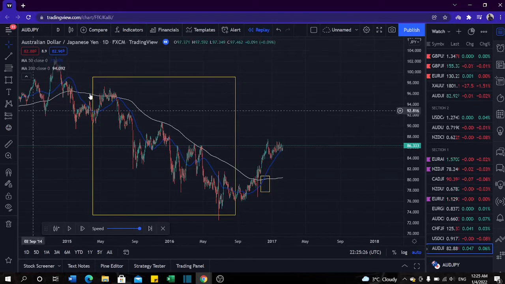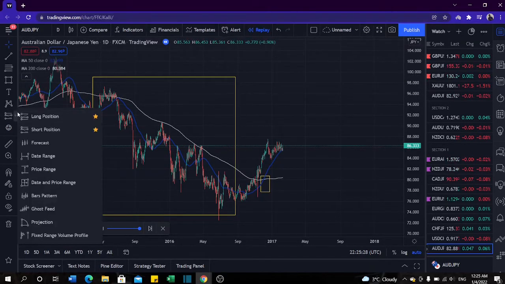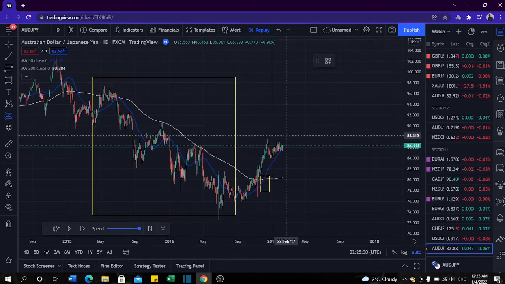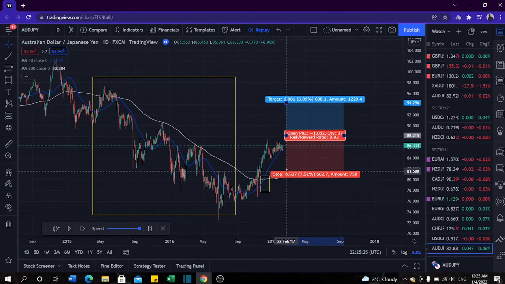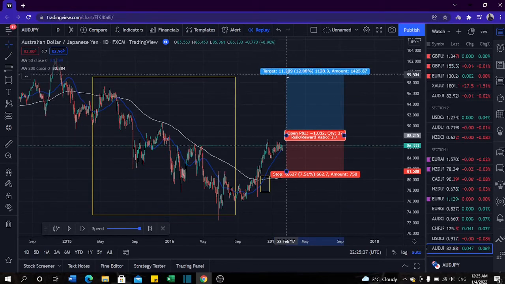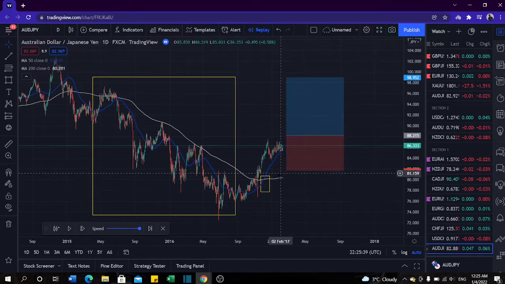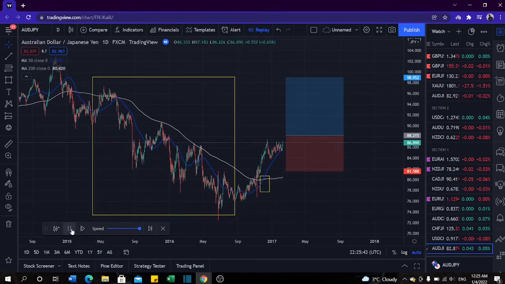I can place my buy in this area, depending on how you analyze the market. Someone can place a buy in this area, or someone can decide to wait for the price to actually touch the 200 moving average. Let's see how this plays out.